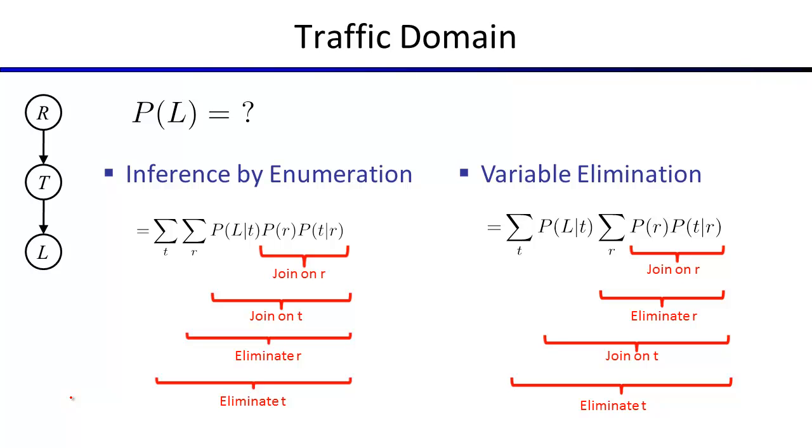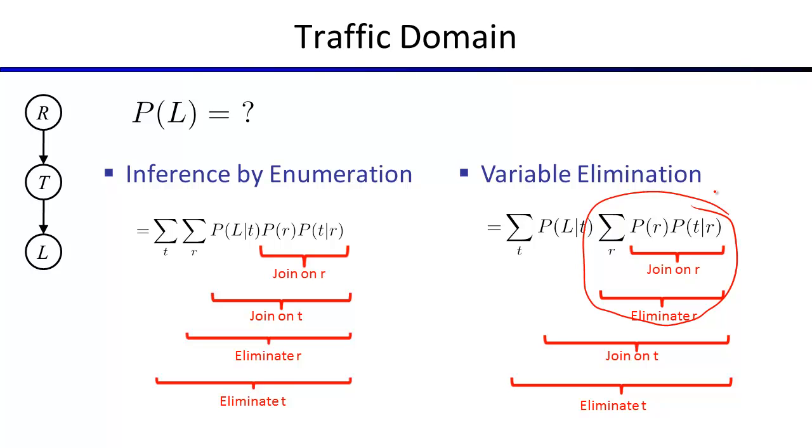We grabbed all factors that involved r, put them at the very end, then put the summation over r just in front of them, and that would be our first join and eliminate. And you can always do this procedurally. Pick a variable, one of the hidden variables, grab all factors, move them to the end because the product is commutative. You can always change the order of the product. And then move that summation right in front of that.